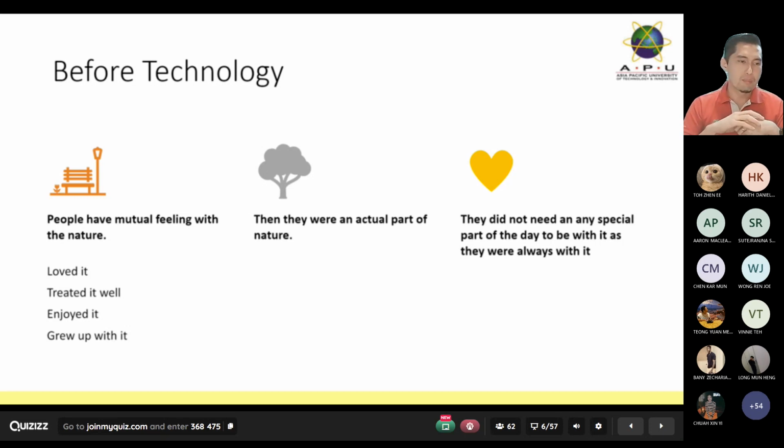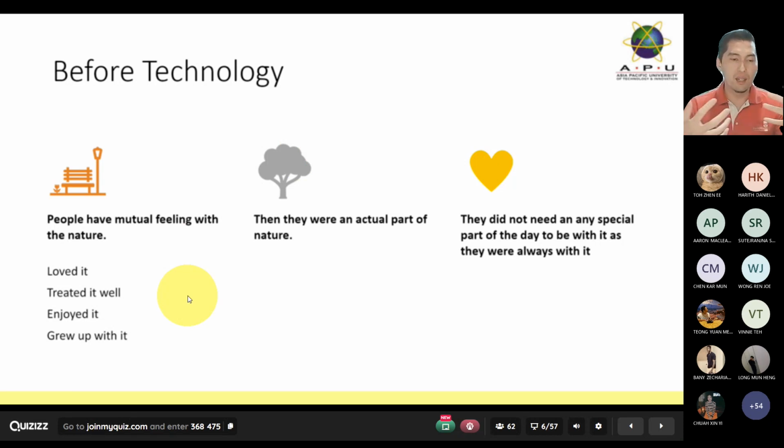But based on our discussion, I think you would have at least gotten some messages behind why that would be important. So looking at this slide, I think it's simple and straightforward. It's talking about how people were probably even more connected then, because before technology, the only way things could happen is that you needed to connect with each other much better. The first point here highlights that people have a mutual feeling with nature.